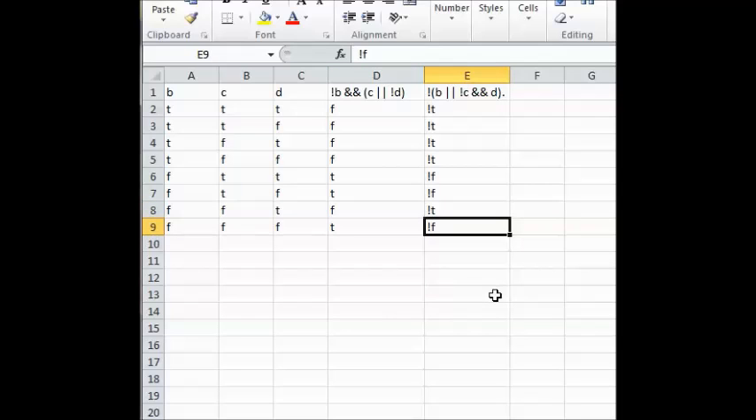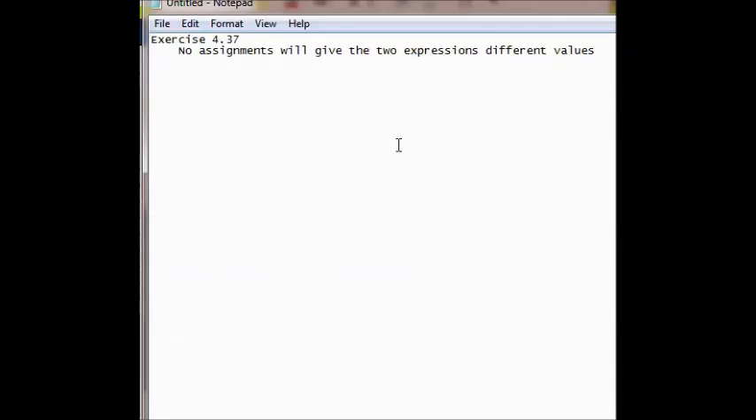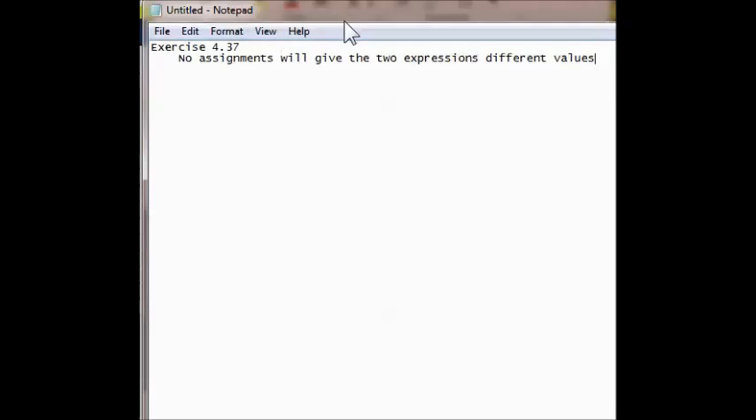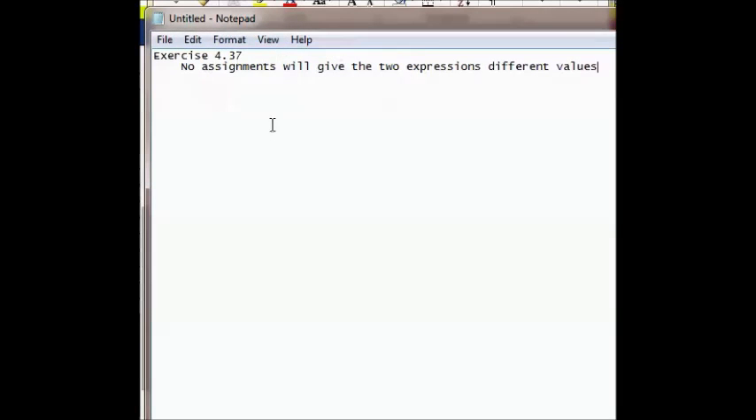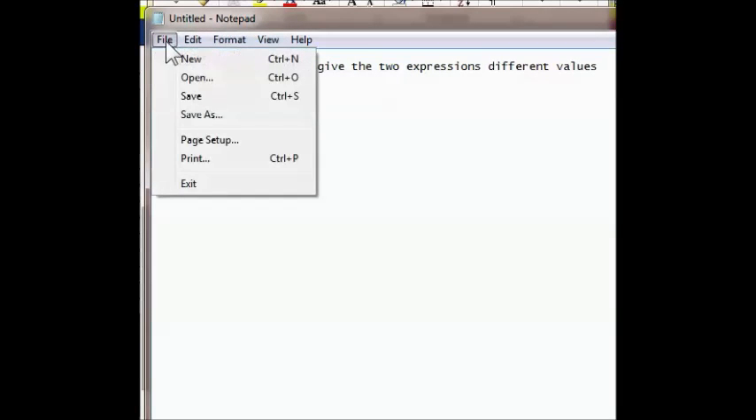See what it is? Actually, you've just proven that no matter how you slice and dice it, these statements are the same. So you just have to say that there's no way you can slice it or dice it that you're going to get different values. So you can say no assignments give the two expressions different values. Just save this as exercise 437 and you're done with the exercises.